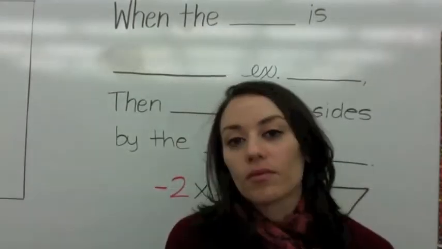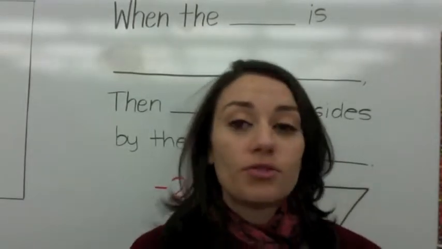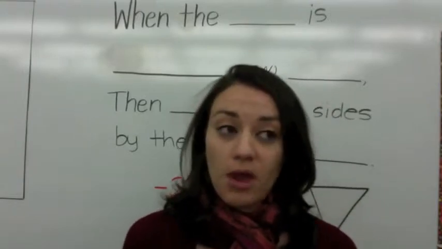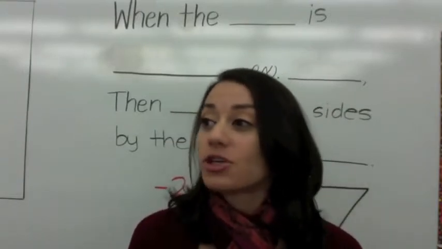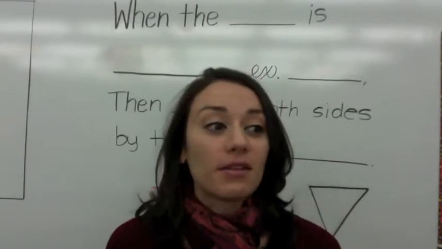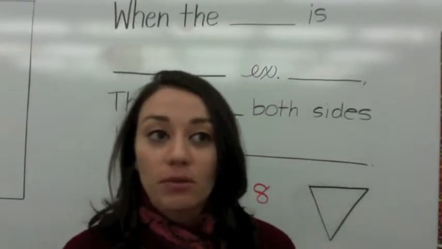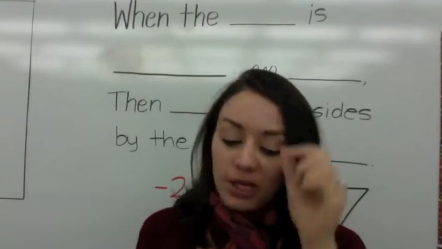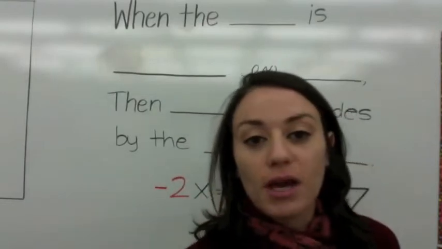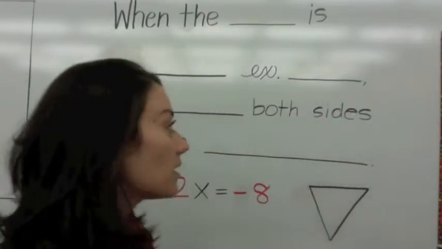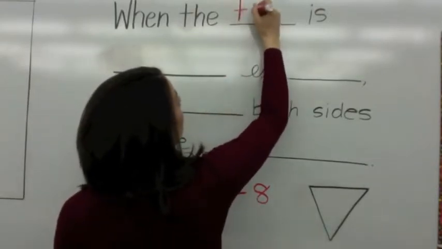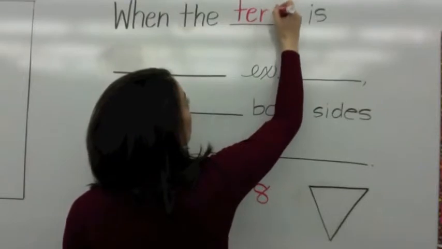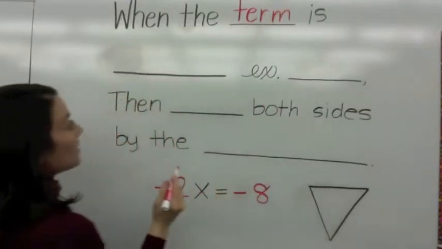Very good. So now you know how to solve two-step equations with integers, okay? But what we haven't yet seen is negative terms in the equation. A negative term. So I don't know if you remember what a term is, so let's go ahead and write it down. It says when the term is negative.